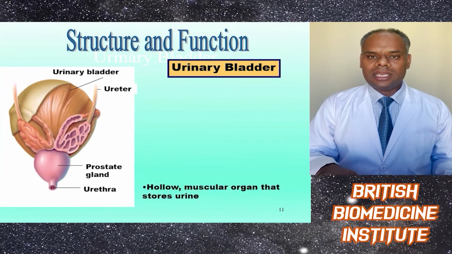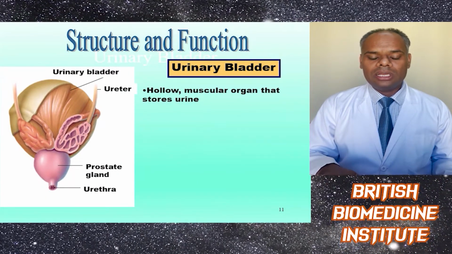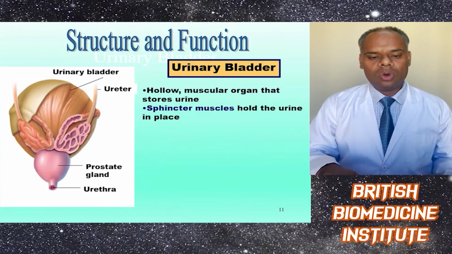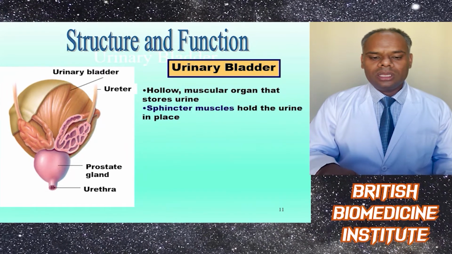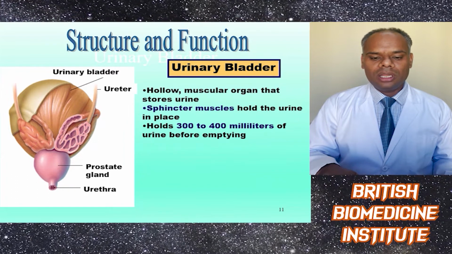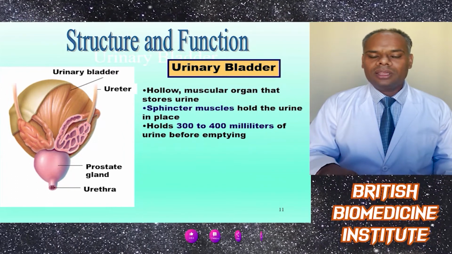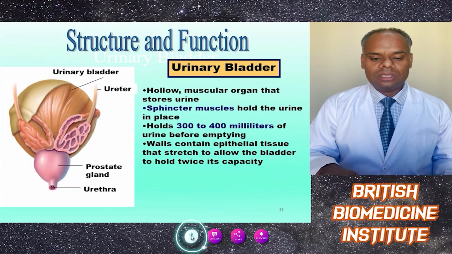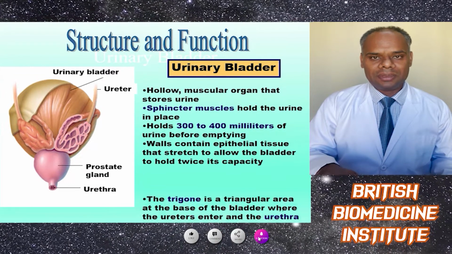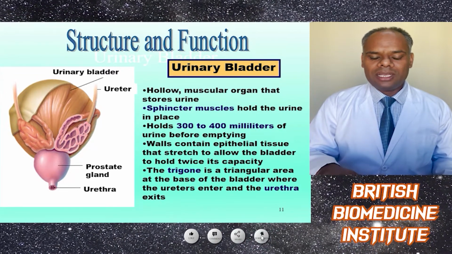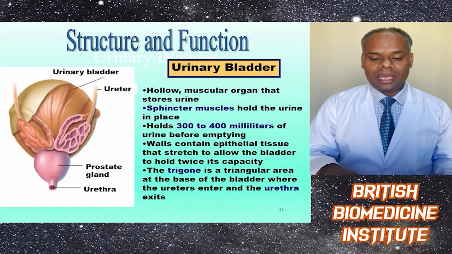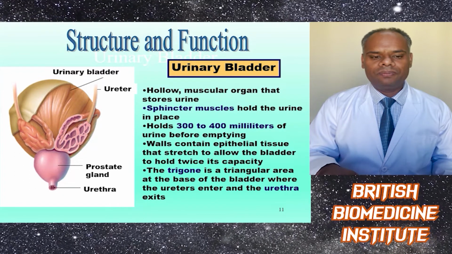The urinary bladder is a hollow muscular organ that stores our urine. The sphincter muscle holds the urine in place. It can hold up to 300 to 400 milliliters of urine before emptying. The wall contains epithelial tissue that stretches to allow the bladder to hold twice its capacity. The trigone is a triangular area at the base of the bladder where the ureters enter and the urethra exits.